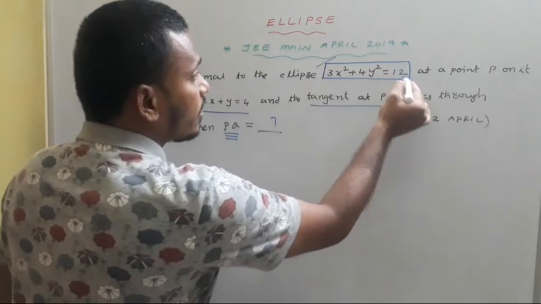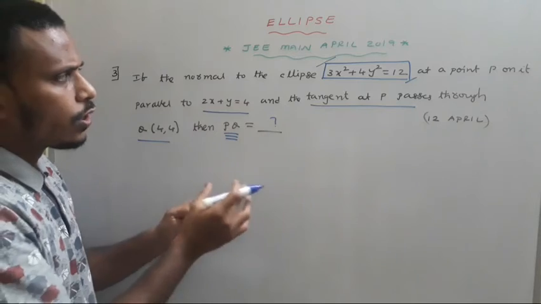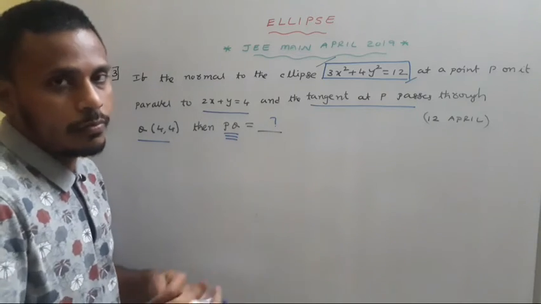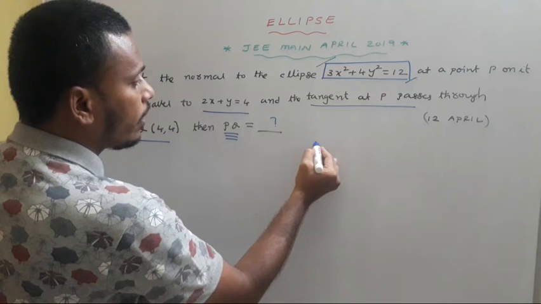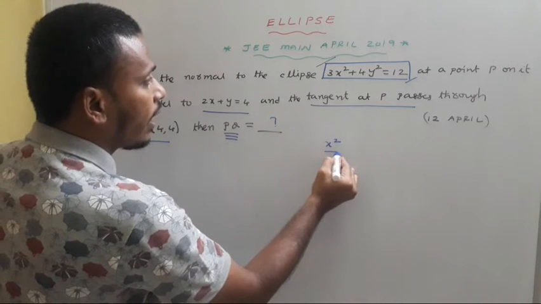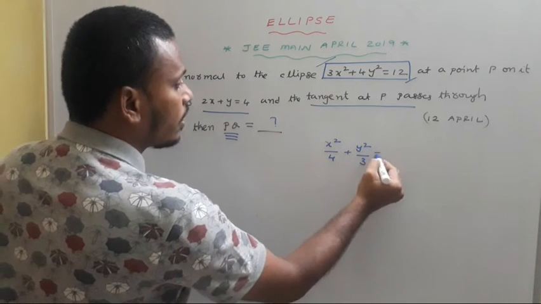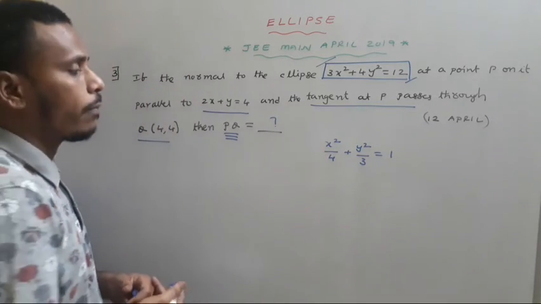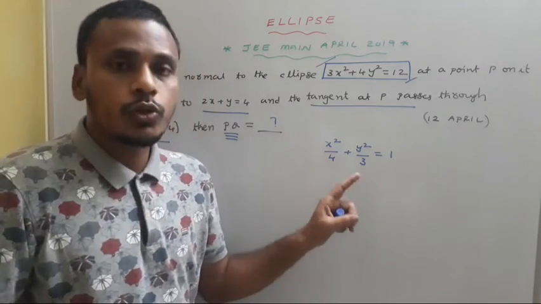See, we have here 3x square plus 4y square is equal to 12. So first of all, try to convert it into standard form, x square by a square plus y square by b square is equal to 1. If we divide by 12, what will happen? x square by 4 plus y square by 3 is equal to 1. And now a square is equal to 4 and b square is equal to 3. That was clear.